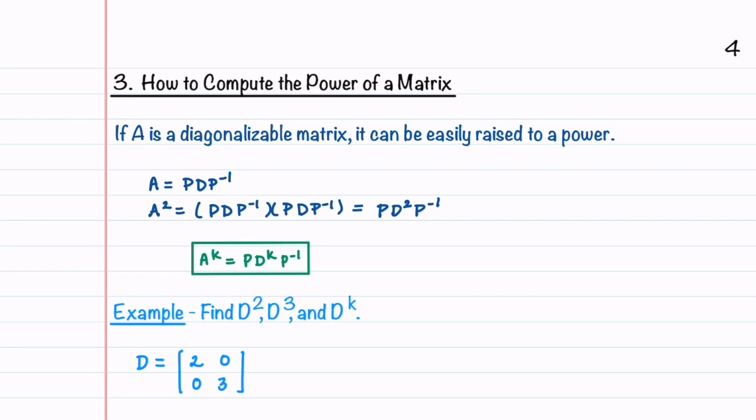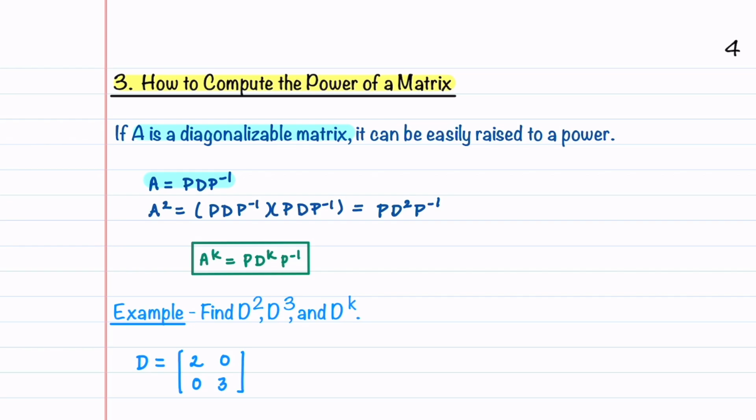Let's now learn how to easily compute the power of a matrix. If A is a diagonalizable matrix, it can be easily raised to a power. I'll show you exactly how this works. We're going to start with our definition of a diagonalizable matrix. A is equal to P times D times P inverse.